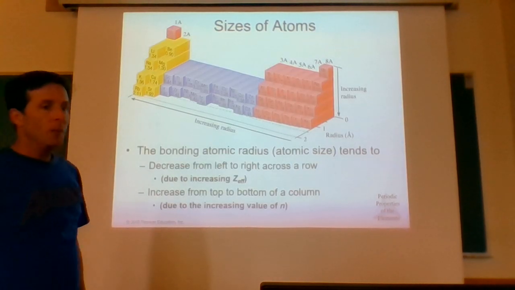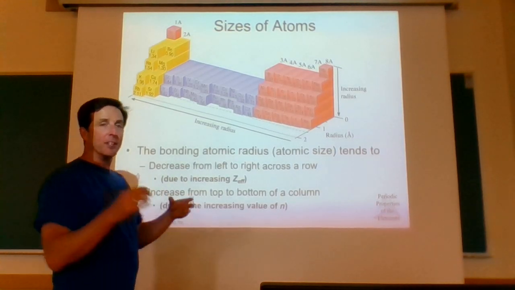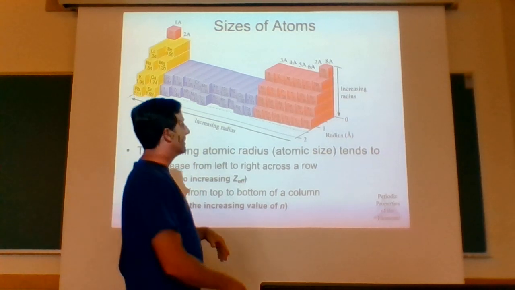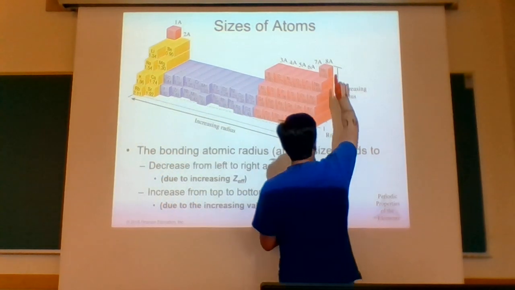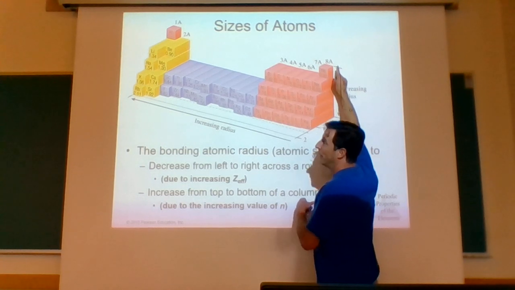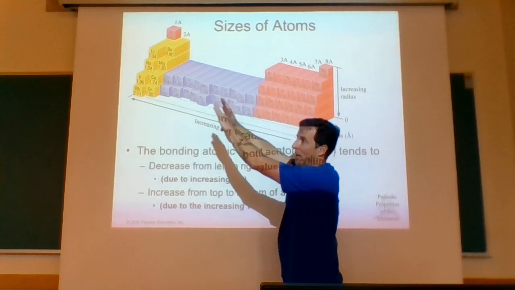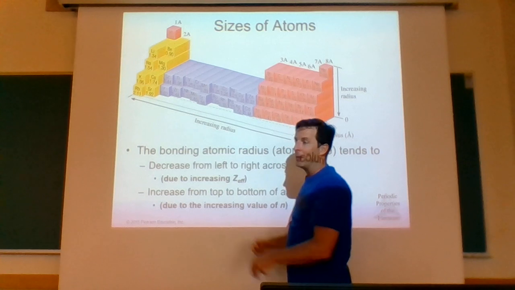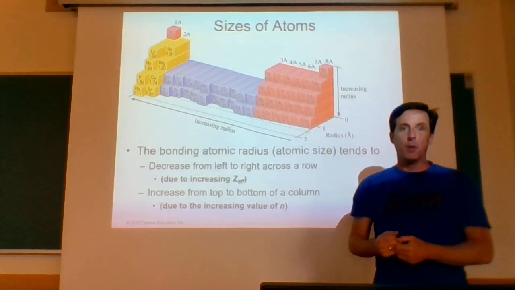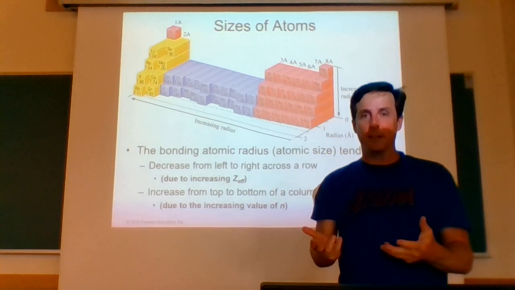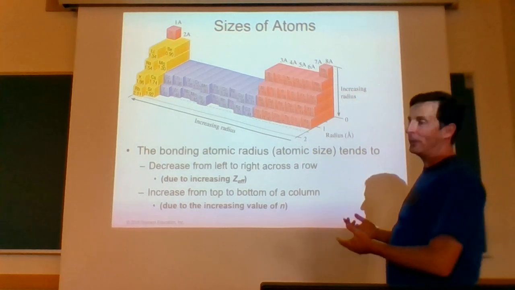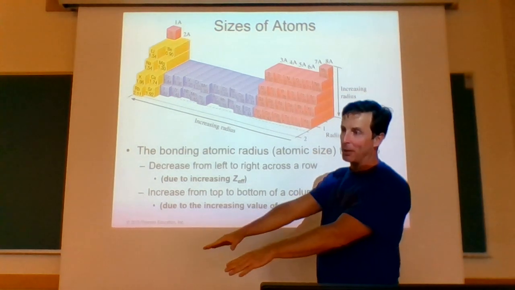So the trend that we're going to learn, again, this is what we memorize, is that the atomic radius is going to be the smallest in the upper right corner of the periodic table. It's going to increase as we go to the left and down. Okay? We can memorize that part, but we also need to be able to explain why. Why do the atoms get bigger toward the bottom left corner?